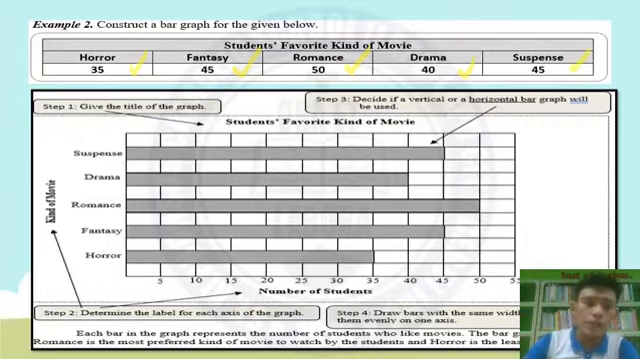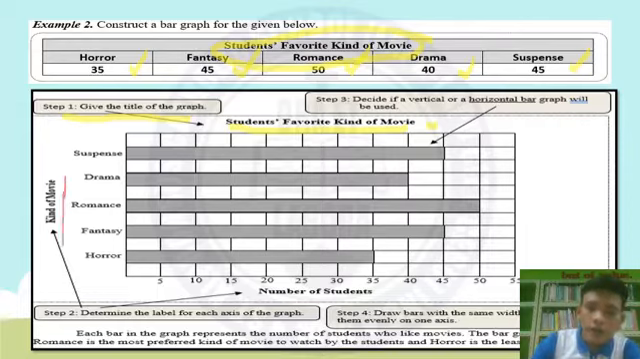So the first step is we need to give the title of the graph. The title of the graph, as you can see, is found here: the students' favorite kind of movie. That will be our title. Next, step 2, determine the label of each axis. For our x-axis, we name it the kind of movie, because horror, fantasy, romance, drama, and suspense are kinds of movie. Then for our y-axis is the number of students who like those movies.